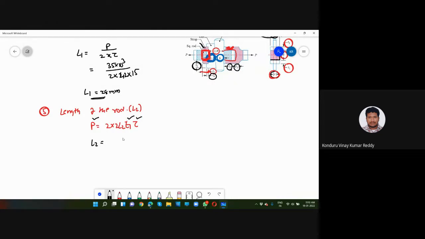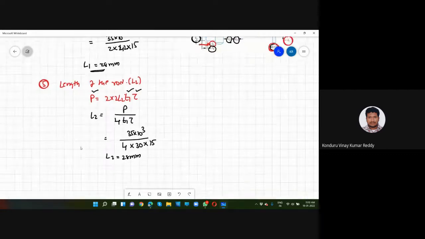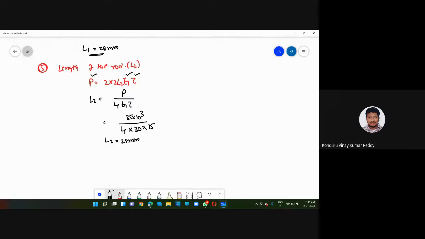L2 is equal to P by 4 into T1 into shear stress. P is 35 into 10 to the power of 3, divided by 4 into T1, which we have already found out as 30 millimeters, into shear stress 15. If you calculate, you will get the L2 value also equal to 28 millimeters. In most of the cases, L1 and L2 will be equal, if not nearly equal.